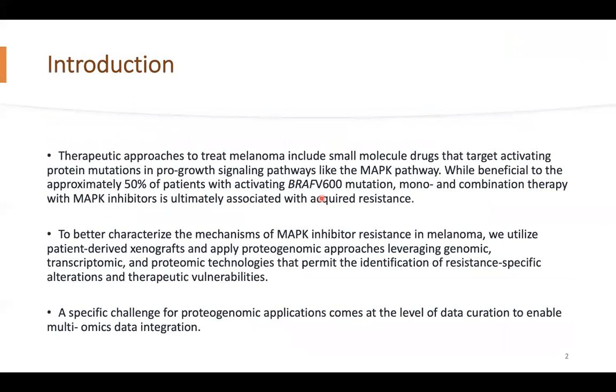So in order to treat melanoma, current therapeutic approaches mostly focus on small molecule drugs that target activating protein mutations in pro-growth signaling pathways like the MAPK, or mitogen activated protein kinase, pathway. The benefit of MAPK inhibitor therapy against melanoma has been limited to approximately 50% of patients with the activating BRAF mutation. Here we have to keep in mind that each type of therapy has a particular clinical application and benefit and is ultimately associated with primary or acquired resistance. For MAPK inhibitors, it is acquired resistance.